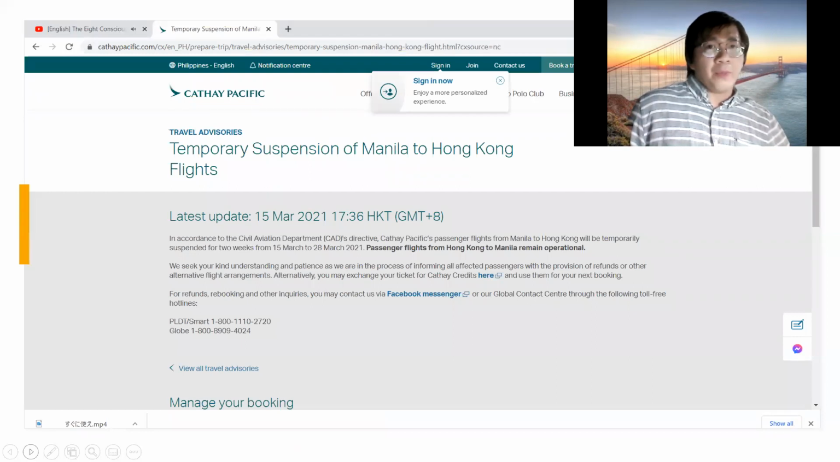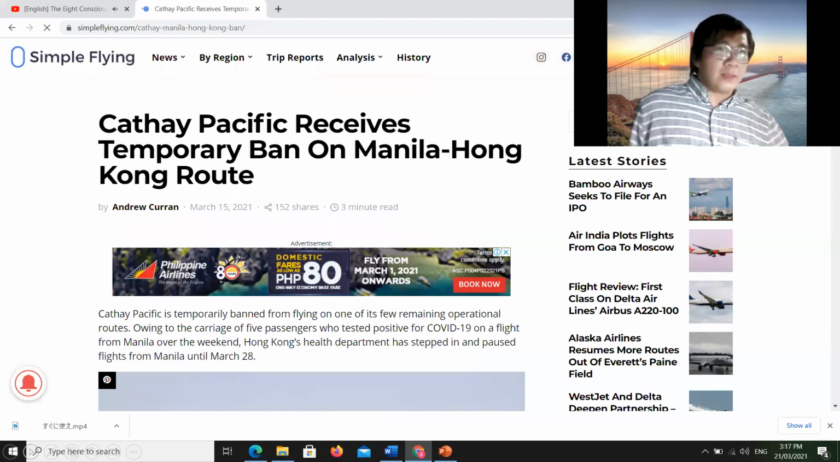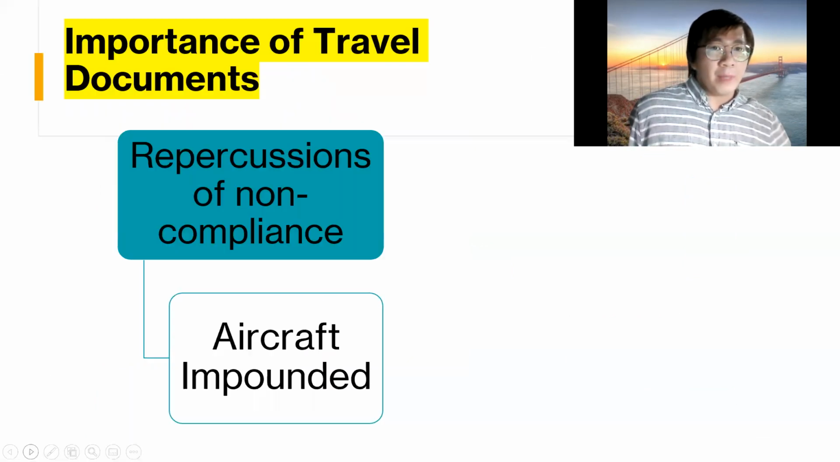Next, for example, the Manila to Hong Kong flight was suspended because of the infringement of certain protocol, particularly the health protocol that was not followed. So the flight right was temporarily suspended. Okay, so that's very controversial news during this pandemic.